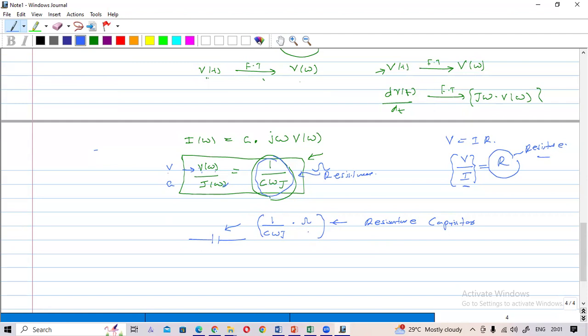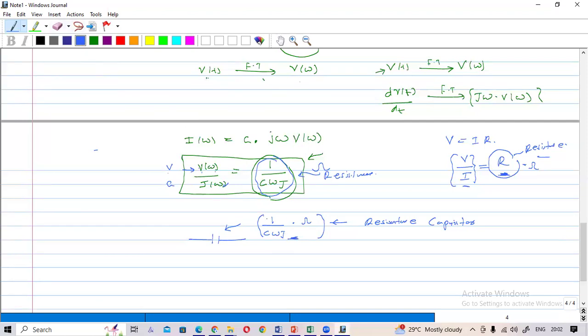But it has a difference. This one and this one has a difference. What is that? What is the difference between this resistance and this resistance? Can you see it? This is also ohm, this is also ohm. But there is a difference between this resistance and this resistance. What is that?